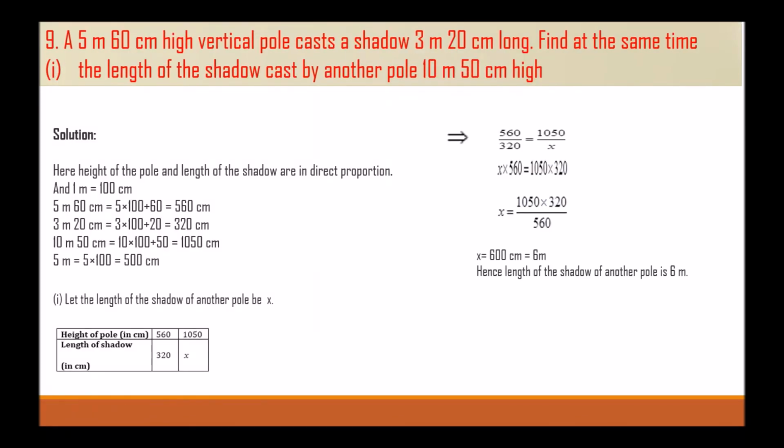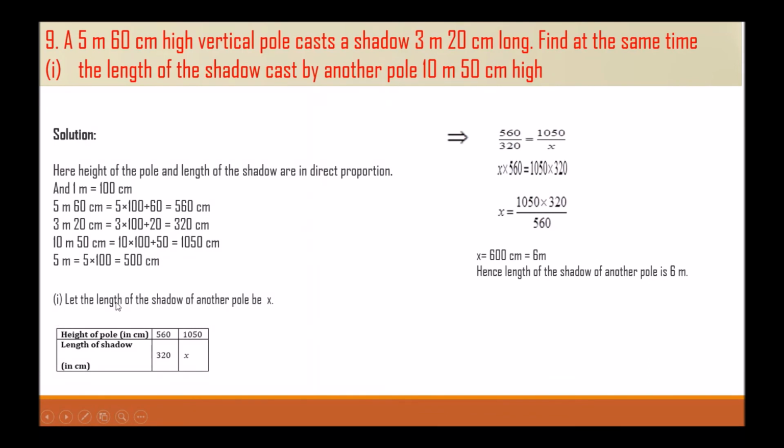Ninth, a 5 meter 60 centimeter high vertical pole casts a shadow 3 meter 20 centimeter long. Find at the same time the length of the shadow cast by another pole 10 meter 50 centimeter high. Here height of pole and length of shadow are in direct proportion. And 1 meter equals 100 centimeter. So 5 meter 60 centimeter equals 560 centimeter. 3 meter 20 centimeter equals 320 centimeter. We have converted meter centimeter into centimeter. So 10 meter 50 centimeter equals 1050 centimeter. 5 meter equals 500 centimeter.